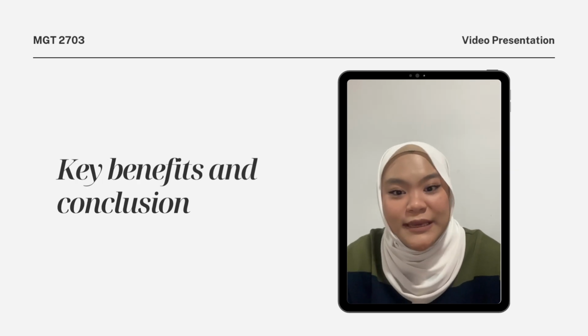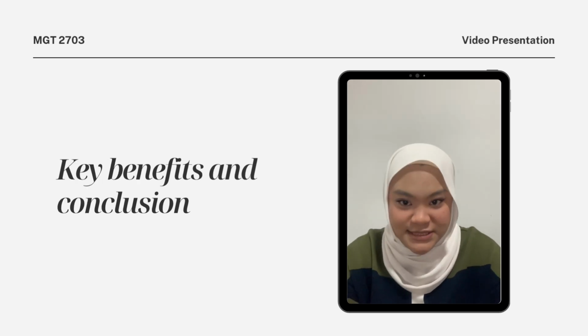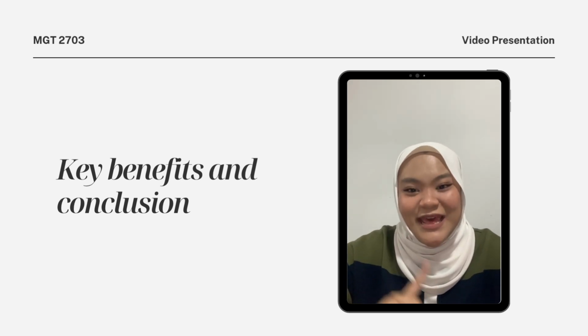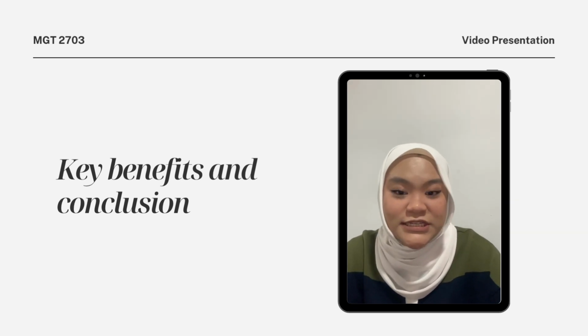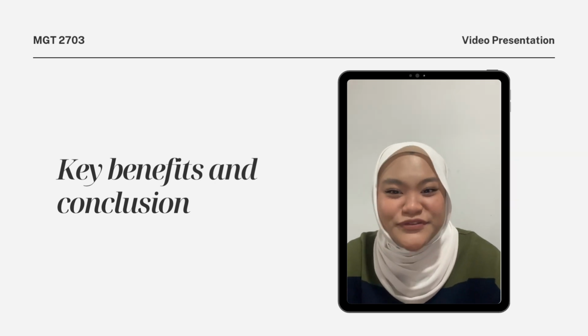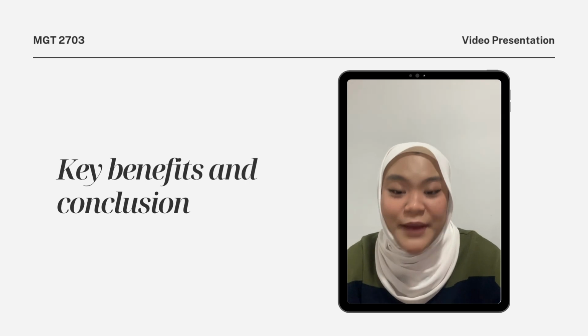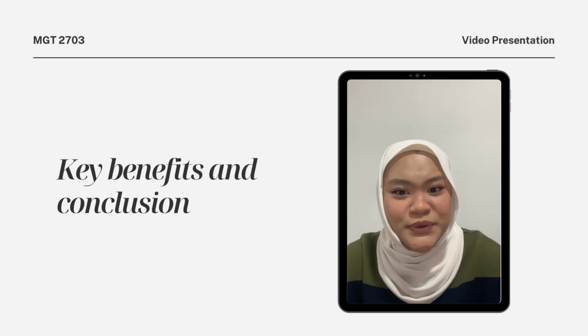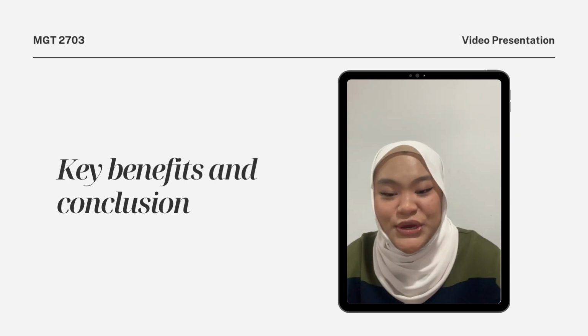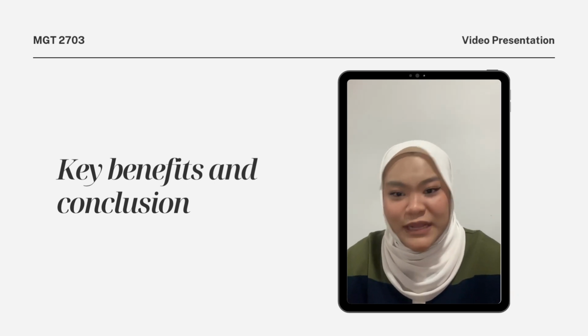So, the key benefits of risk reduction are that it increases safety and reliability, and it helps organizations to stay prepared. The conclusion is, risk reduction is about being smart and proactive, because we can't always avoid risk, but with the right strategy, we can control it and minimize the harm.